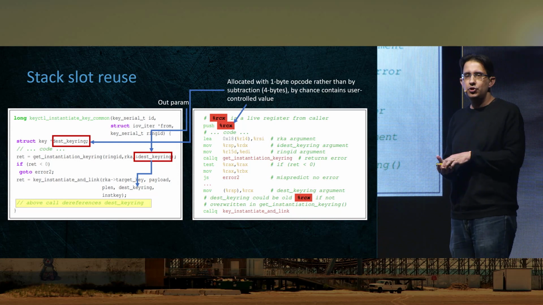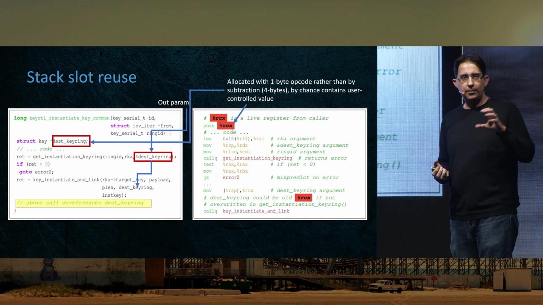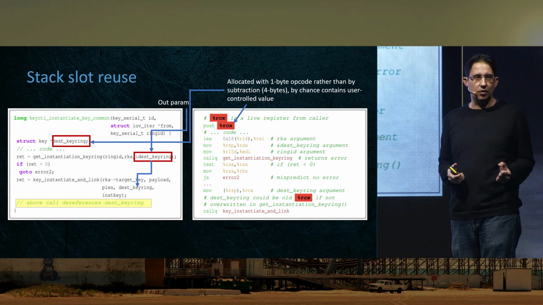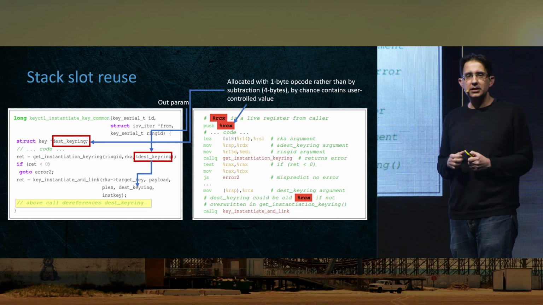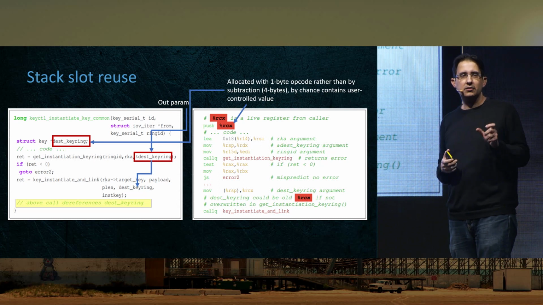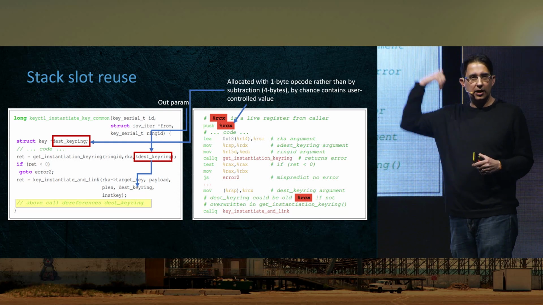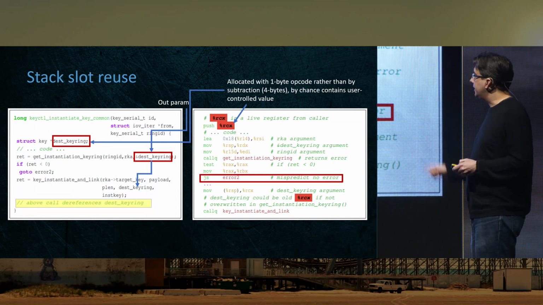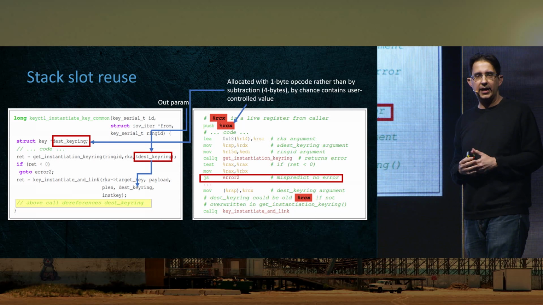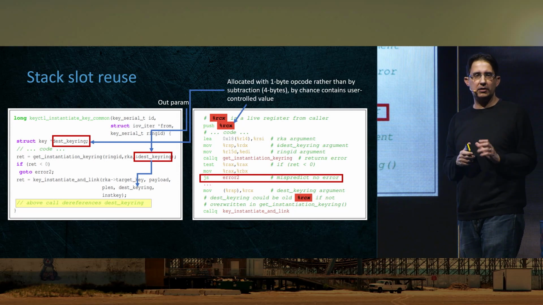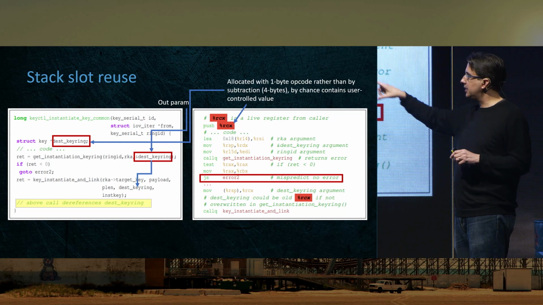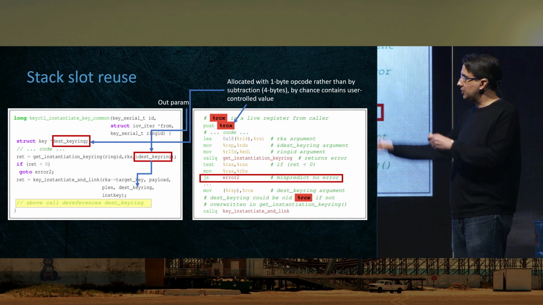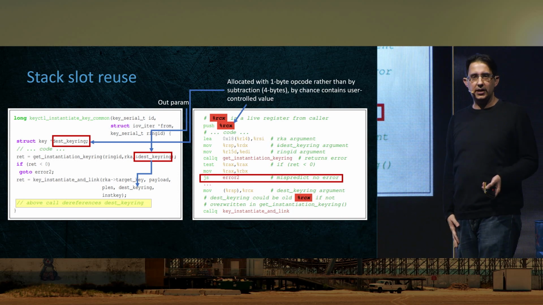It's allocated by pushing the RCX register, because a push RCX is a 1-byte opcode, and subtracting from the stack is a 4-byte opcode. And it so happens that RCX is a caller-saved register that contains an attacker-supplied value in the caller context. So now, what would happen if the first helper function returned an error, so it wouldn't touch the local variable that got passed to it, this dest keyring variable, and the error checking branch gets mispredicted to, instead of taking the error flow, call the second helper anyway.